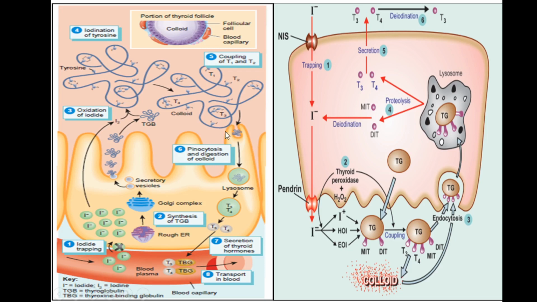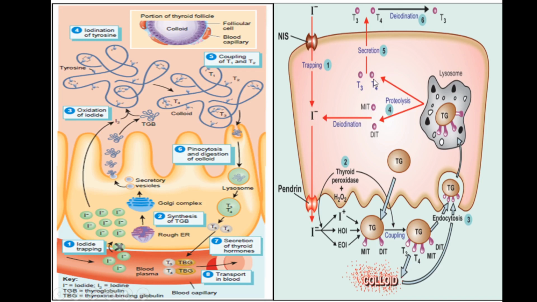Once the coupling reaction occurs, the next step is called pinocytosis and digestion of colloid. In that, droplets of colloid re-enter the follicular cell by pinocytosis and merge with the lysosomes. Digestive enzymes in the lysosome break down thyroglobulin, cleaving off molecules of T3 and T4 as well as DIT and MIT. Out of that, DIT and MIT are deiodinated within the gland and the iodine is reutilized.